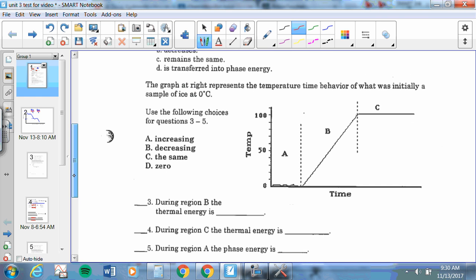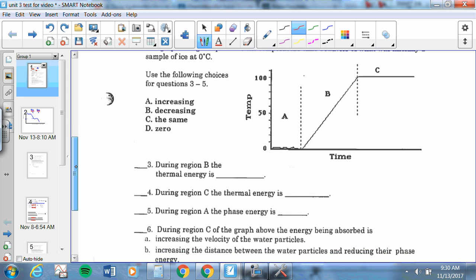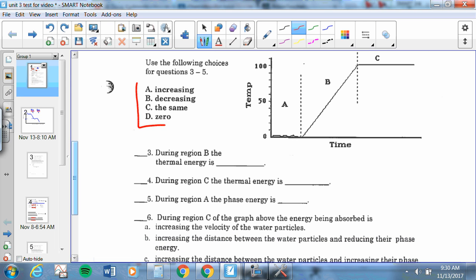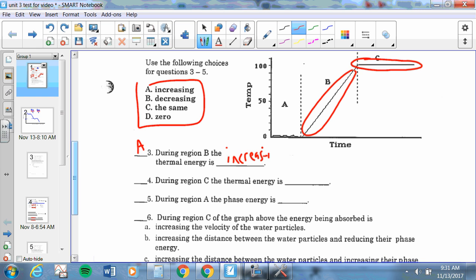Down here is a heating instead of a cooling. The graph at the right represents the temperature-time behavior of what was initially ice at 0. And they're going to ask us some questions, and here are our 4 choices. During region B, definitely a slope. The temperature's going up. The thermal energy is A, increasing. But during region C, even though we're adding heat, the thermal energy isn't doing anything. It is the same. Or letter C.